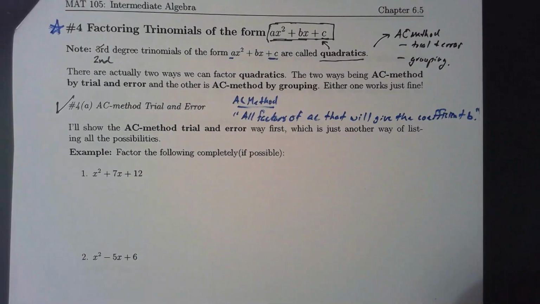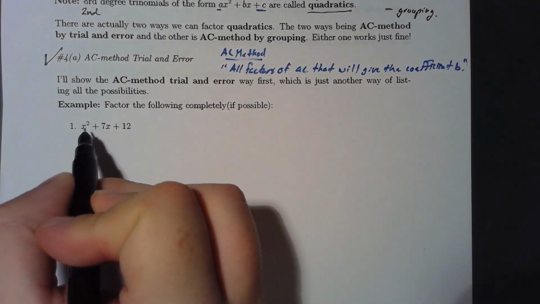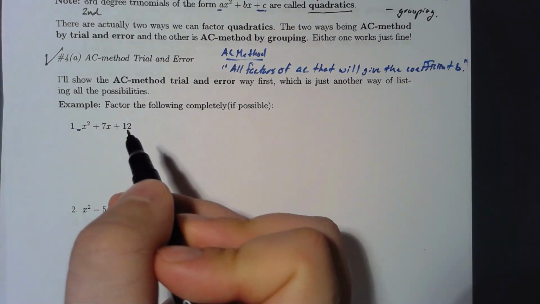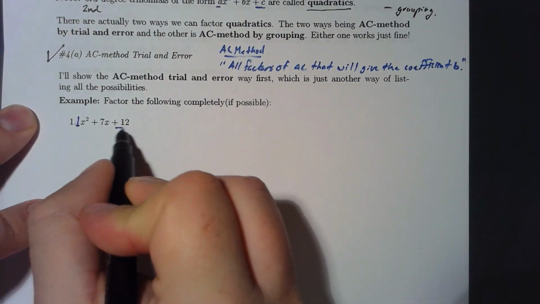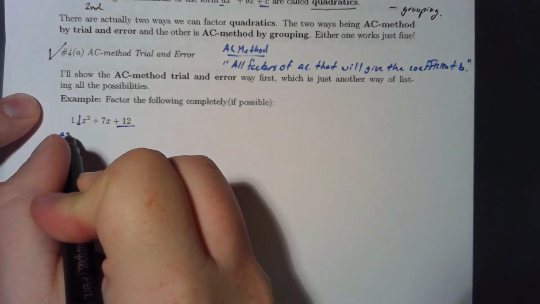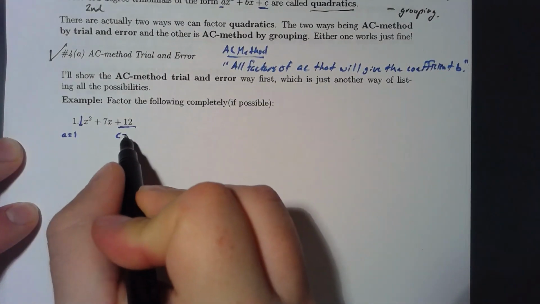Okay. I'm getting ahead of myself. Anyway, so what's the leading coefficient here? In other words, what's the value of A here? It's 1. Even though we don't see it, it's there. And what's the value of C here? It's 12. So A here is 1. And C here is 12.